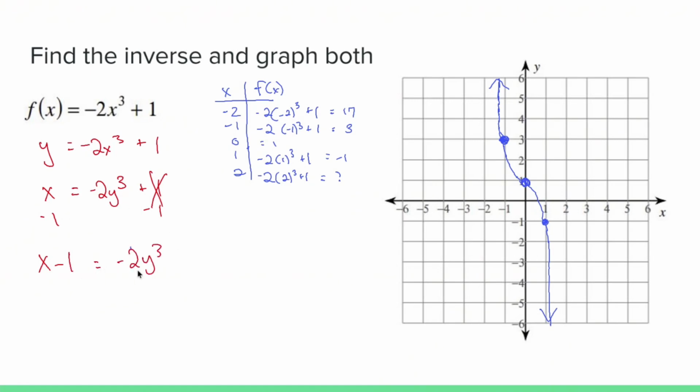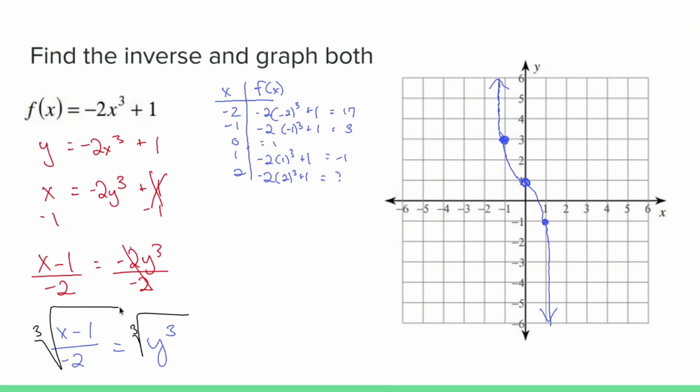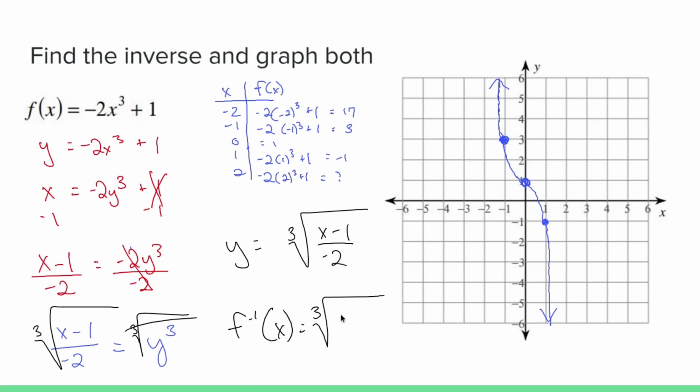Divide everything by -2, cross you out. That leaves me with x minus 1 over -2 equals y cubed. In order to get rid of that cubed, we're going to cube root both sides, like that. You cancel out. y will equal the cube root of x minus 1 over -2. So f inverse of x is going to be the cube root of x minus 1 over -2.